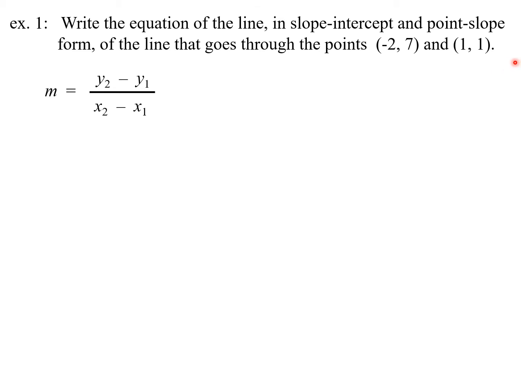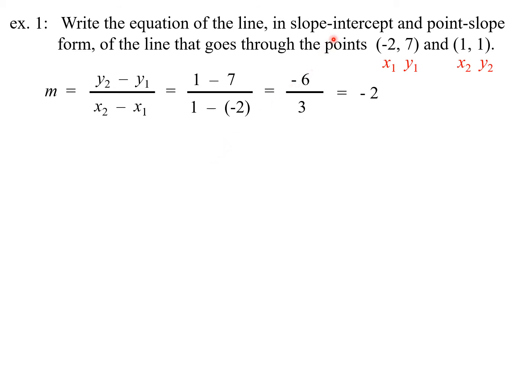To make it easier on myself, I'm going to label. The first one is x1, y1, and the second is x2, y2. That helps me insert the numbers into the general equation over here. So copying these numbers in, we get 1 minus 7 over 1 minus a negative 2. Simplifying this, we get negative 6 over 3, which simplifies to negative 2. So we know that the slope of the line is negative 2.